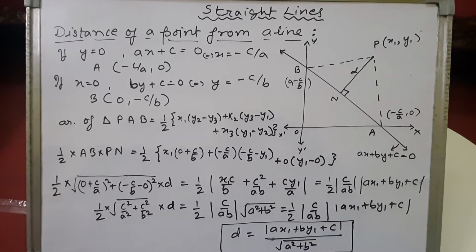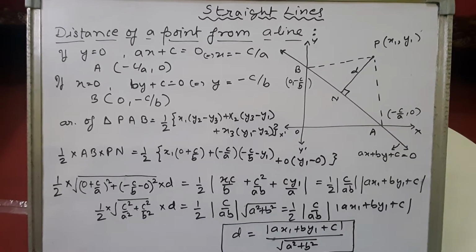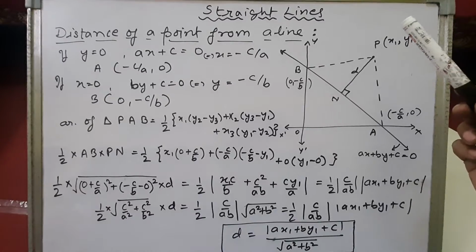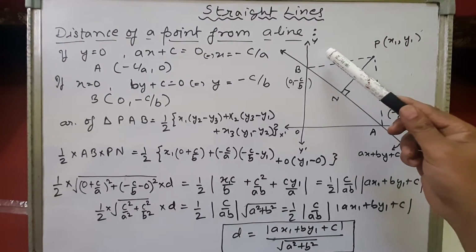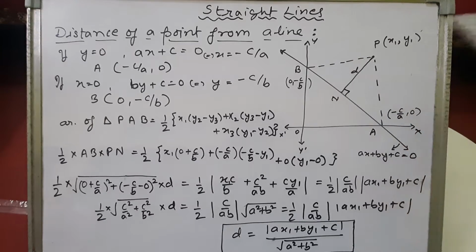Children, in today's class, we are going to learn about the topic distance of a point from a line. So the topic is straight line. In straight line, we're going to learn how to find the distance of a point from a line. Let's assume there's a line whose equation is ax plus by plus c equals 0.